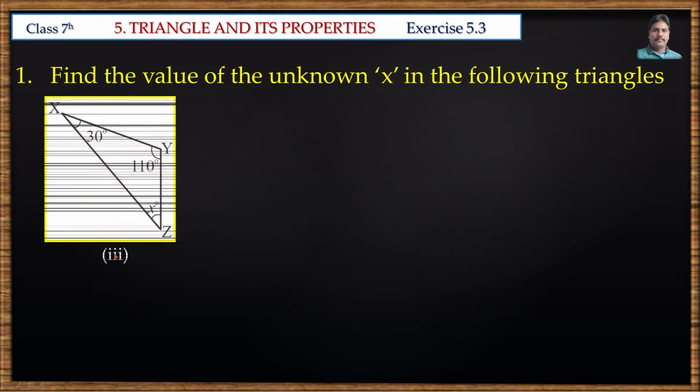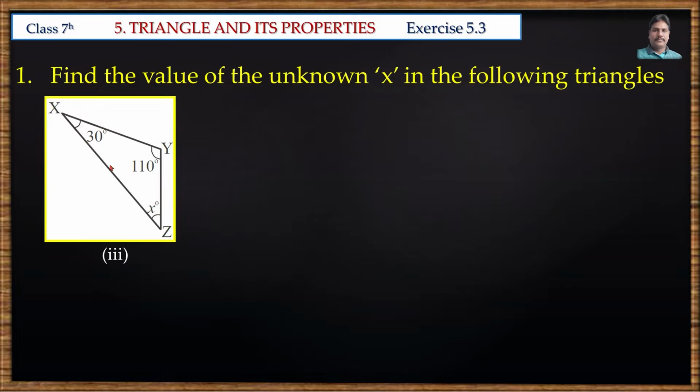Third bit, here triangle XYZ is given. Angle X is equal to 30 degrees, angle Y is equal to 110 degrees, angle Z is equal to x degrees. Let us solve this one.